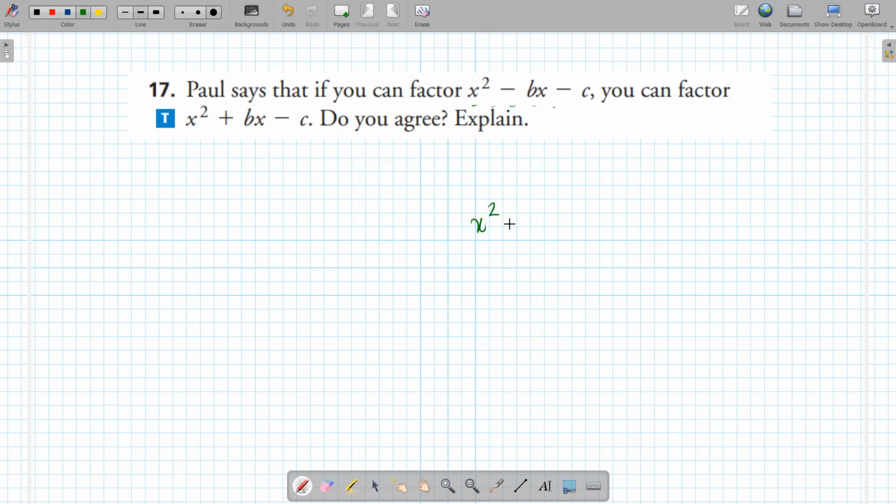X squared minus 8x, okay? where 8 splits up into maybe negative 4 and negative 4. So that's what it adds up to, and it multiplies to 16. So that would be one example. I'm comparing this with this, where B is 8 and C is negative 16. What could be another example?